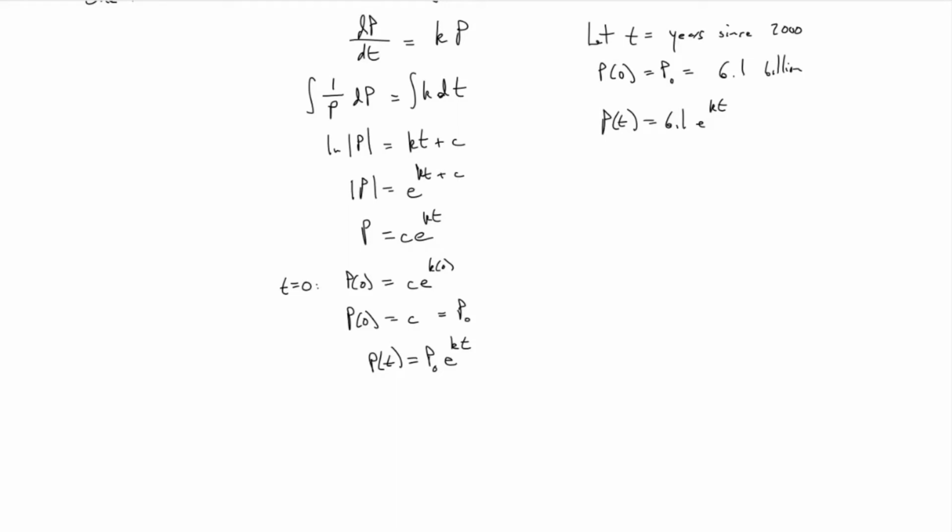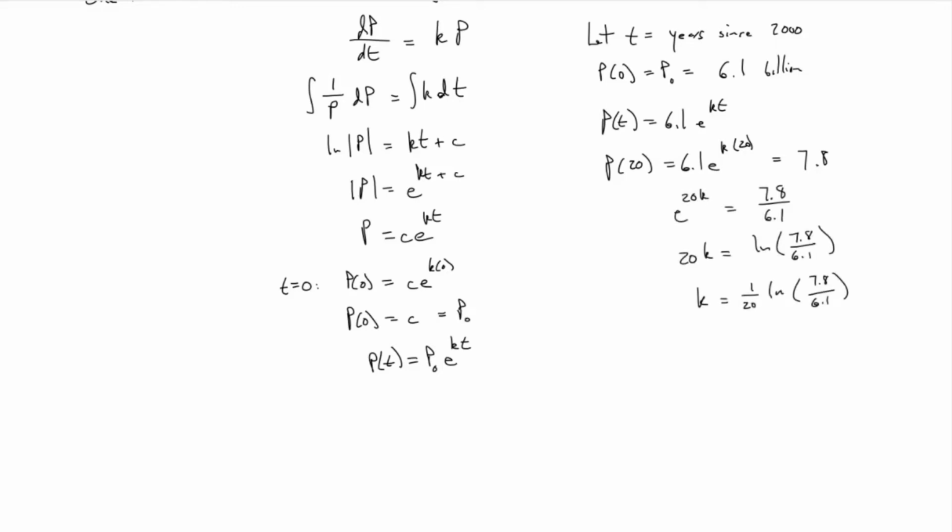We still can't plug in a number and come up with a value because we haven't figured out what this number k is, this constant k is yet. And yet we know one more data point, and that's enough to compute k. We know that in the year 2020, there are 7.8 billion people, and so P of 20 is 6.1 times e to the k times 20, and it's also 7.8. And we can solve this equation for k.